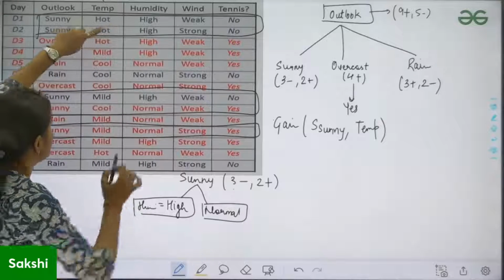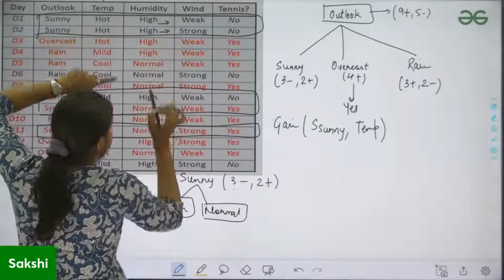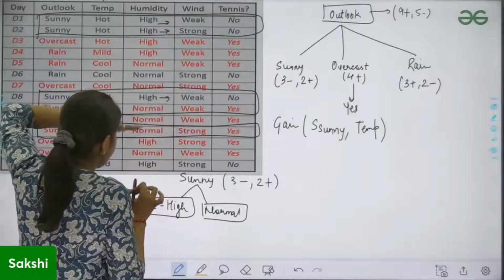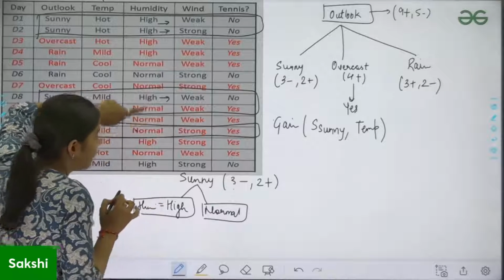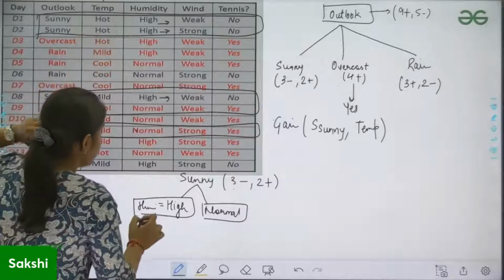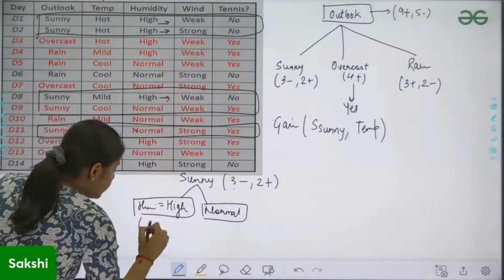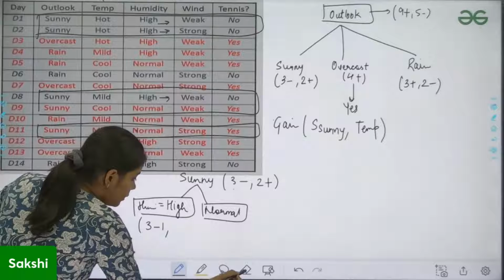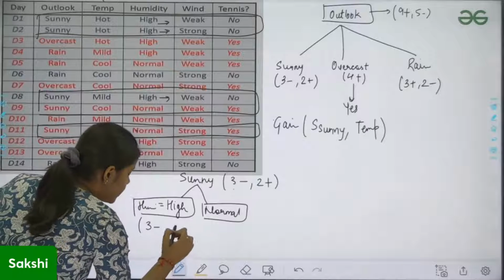So when humidity is high, you can see that in this case we have high, in this case we have high, in this case we have high, and after these 3 cases we have normal. So we have 3 highs. In these 3 highs we have 3 negative and 0 positive.